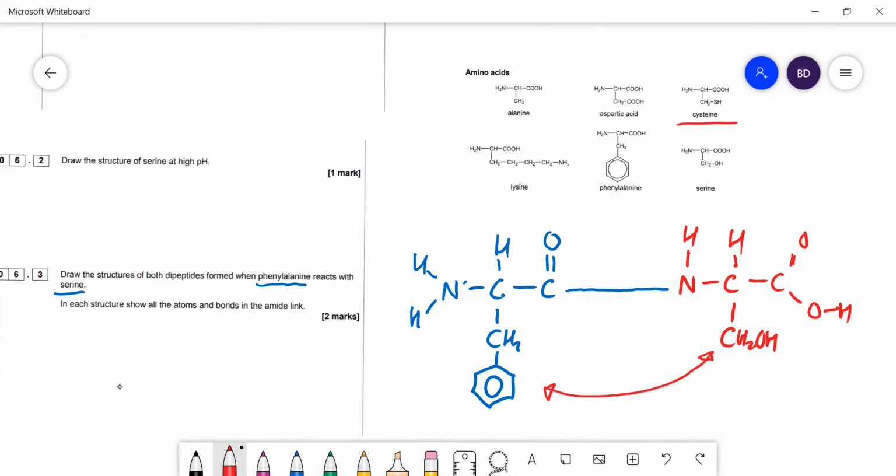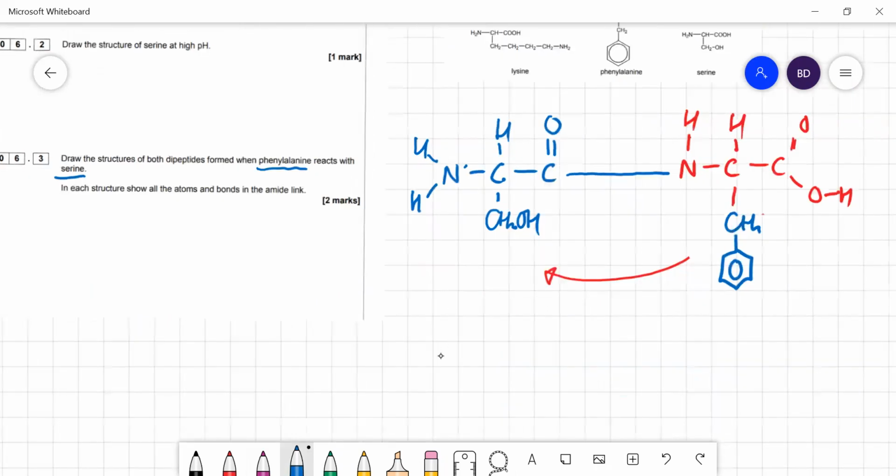So in this case, the phenylalanine is, we say it's the N-terminal one in the dipeptide, and the serine is the C-terminal one. All we've got to do is swap them. So let's just change that to CH2OH and change that to CH2, so it's in a different color, the benzene ring, and that's the other dipeptide. So you've got your two drawings for the price of one. Okay, you just swap the R groups around.